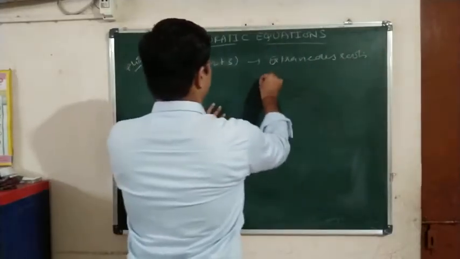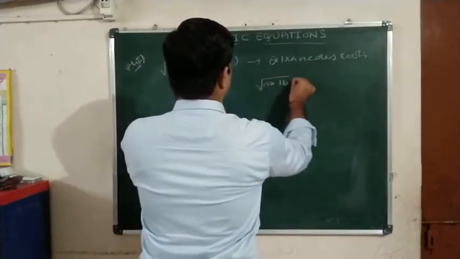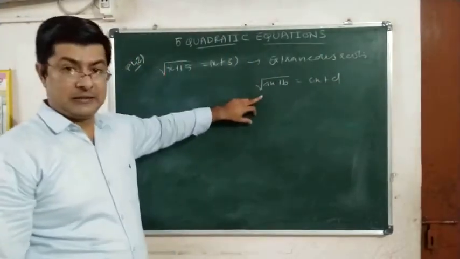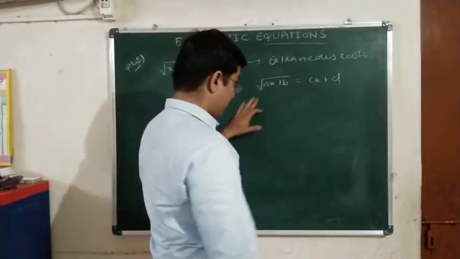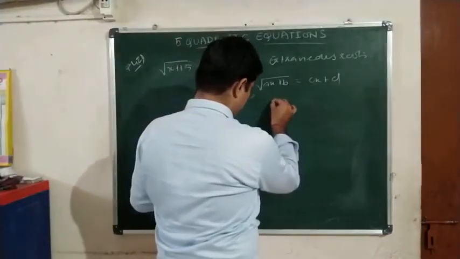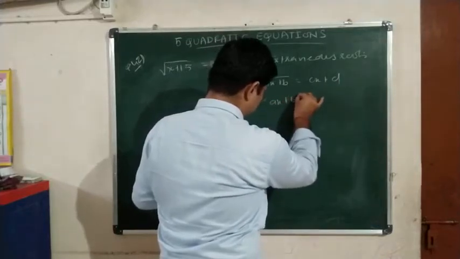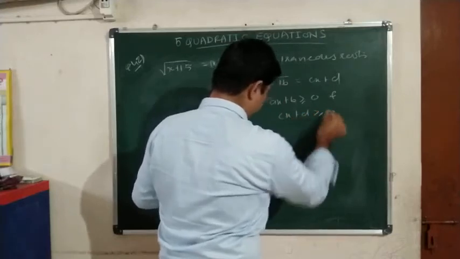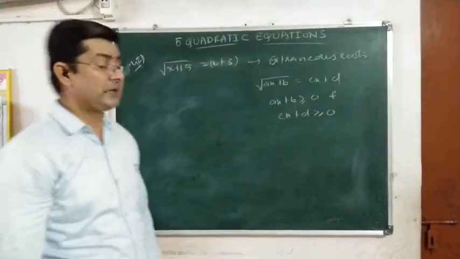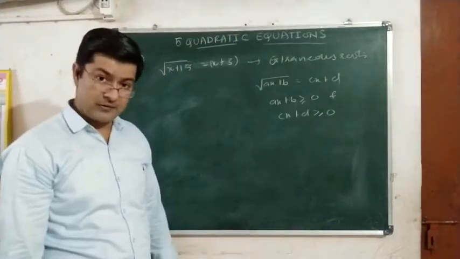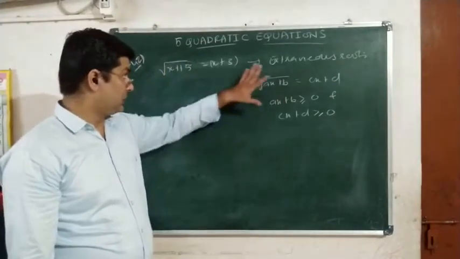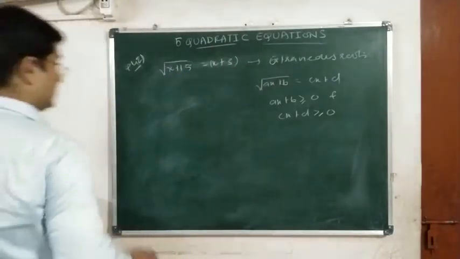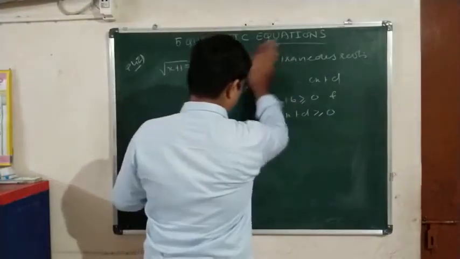Okay, these are the equations of the form root of ax plus b is equal to cx plus d, and we find only those values for which ax plus b is greater than or equal to 0 and cx plus d is also greater than or equal to 0. In short, negative values we will not consider. Clear? So remember this. Roots of such equations are called extraneous roots. Okay, now let us solve this question.